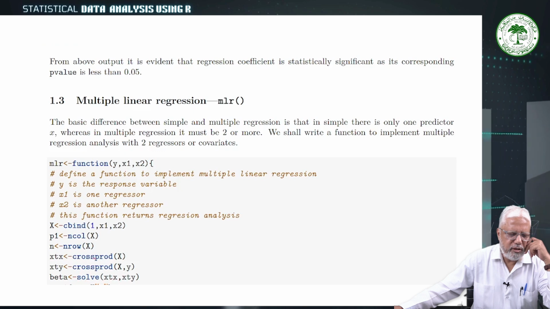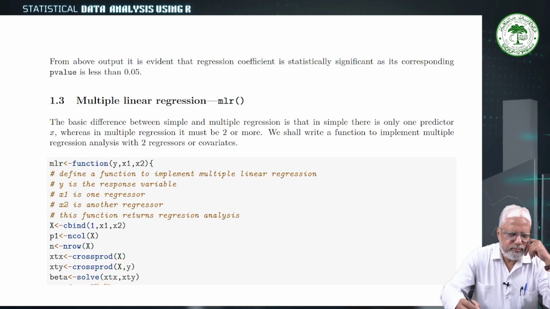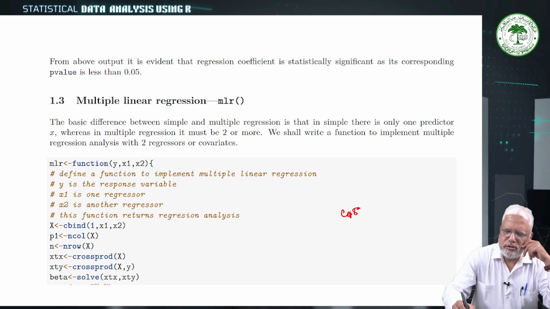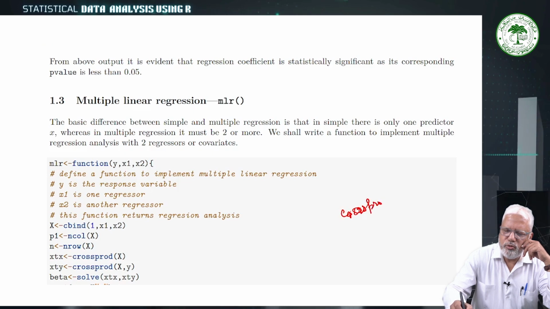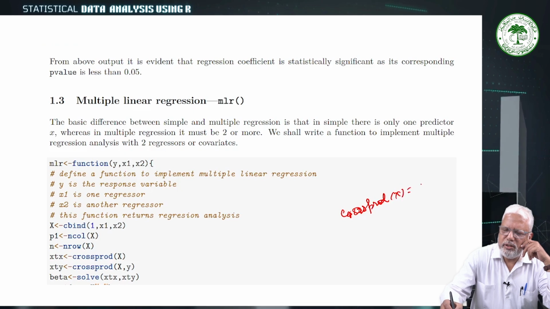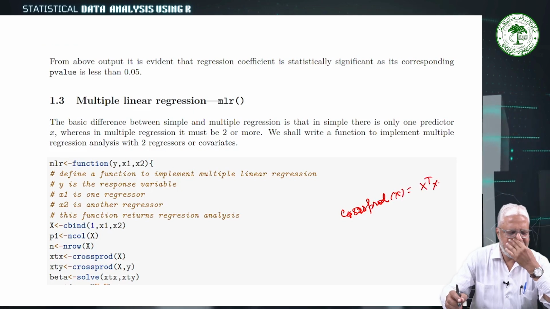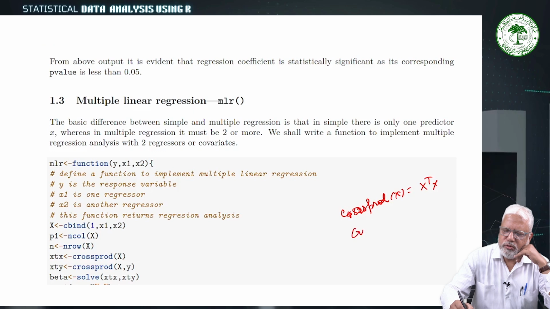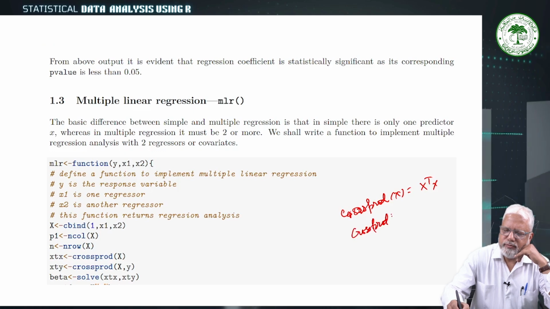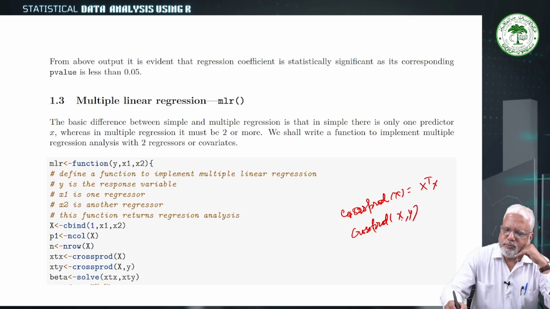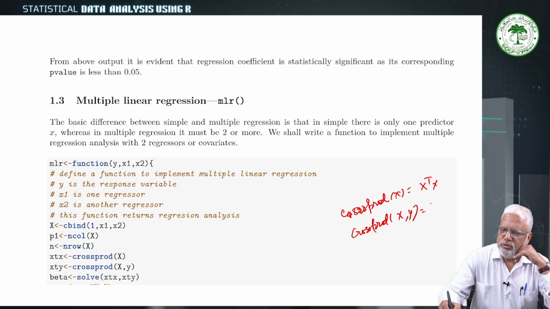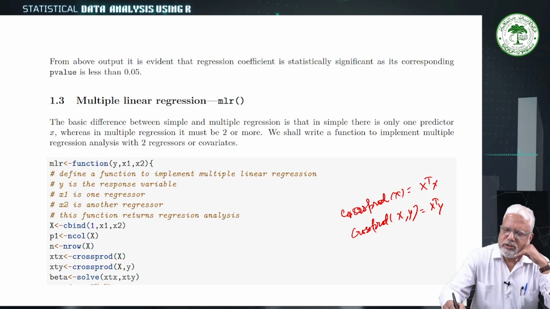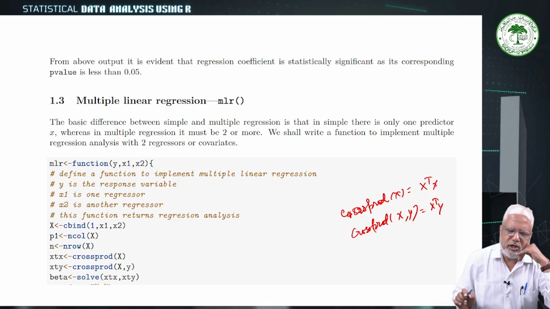Actually this crossprod x is nothing but x transpose x, and crossprod x comma y makes the transpose of x and then multiplies it with y. So it is x transpose y. Since we are giving only one argument, it will generate another x, make a transpose, and then define the crossprod.